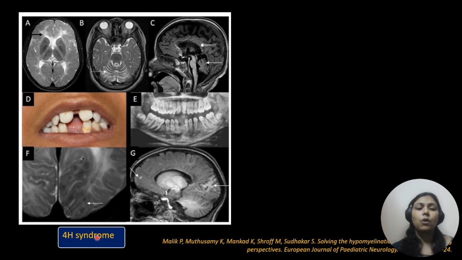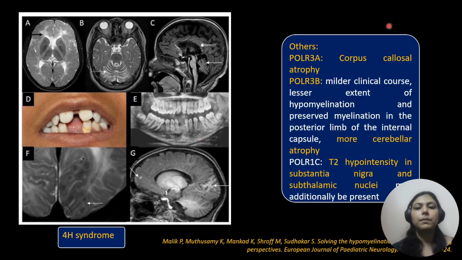All these features may not be present in the same patient, but when present, they strongly suggest POLR3-related leukodystrophies. In addition, certain features may be present in different types of POLR3-related leukodystrophies. For example, corpus callosal atrophy is more commonly present in POLR3A-related leukodystrophy. In POLR3B involvement, cerebellar atrophy is more prominent, and in POLR1C, T2 hypointensity in the substantia nigra and subthalamic nuclei may additionally be present.